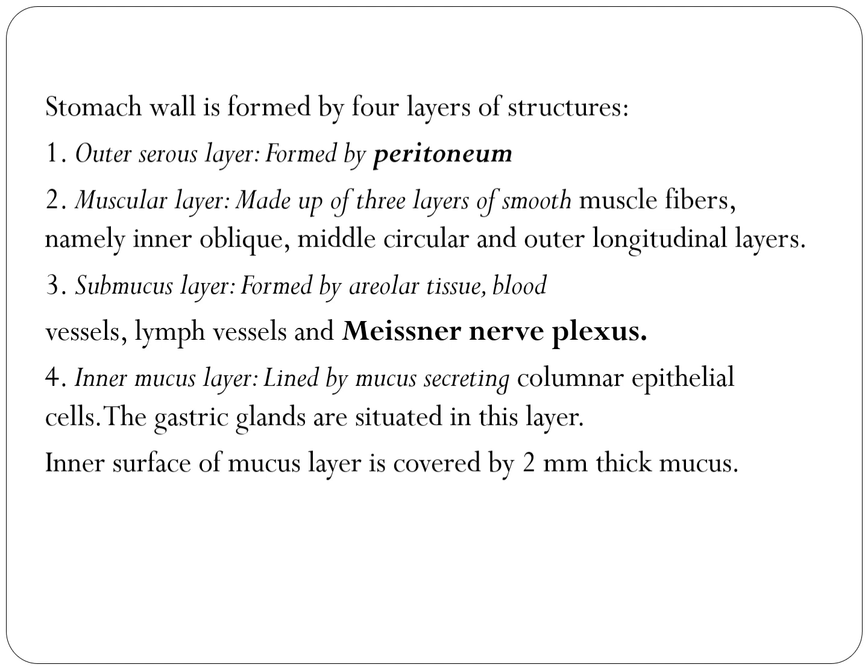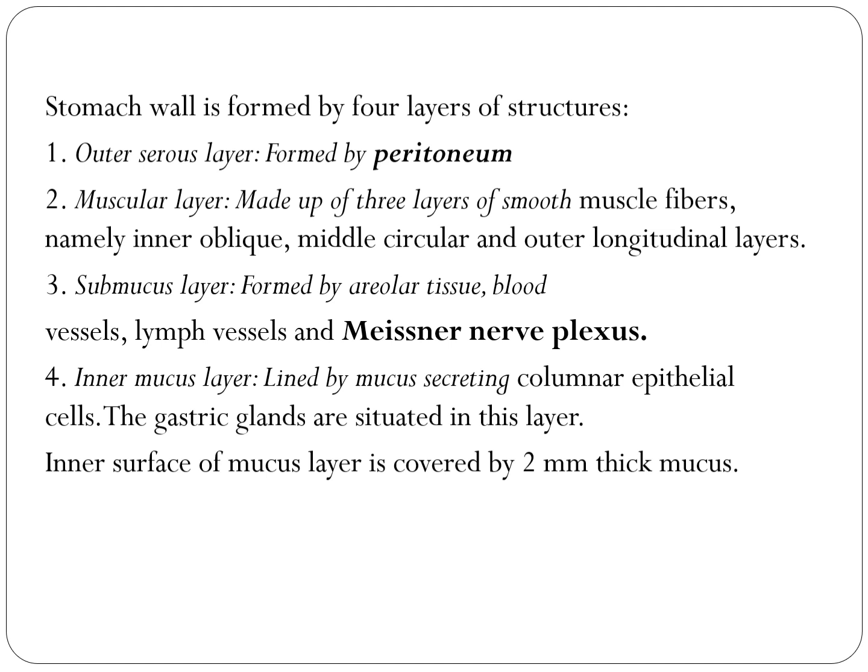The wall of the stomach is formed by 4 layers. First one, the outer serous layer formed by peritoneum. Second one, the muscular layer made up of 3 layers of smooth muscle fibers, namely inner oblique, middle circular and outer longitudinal layers.